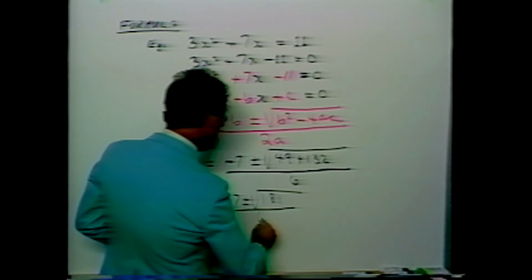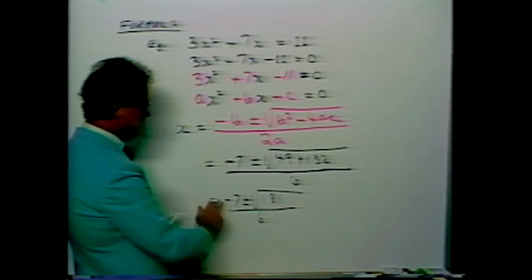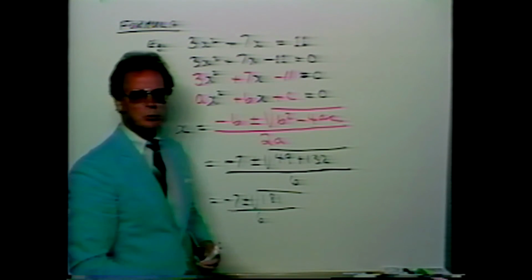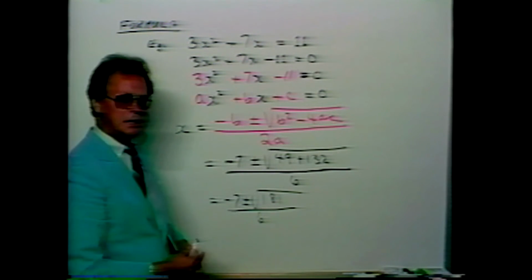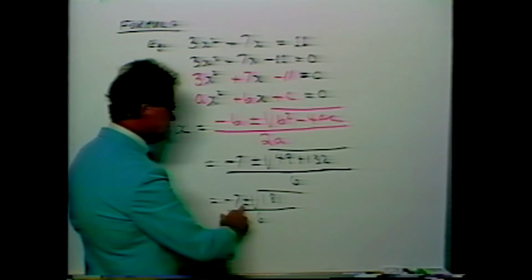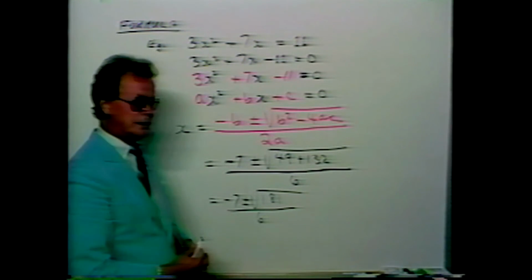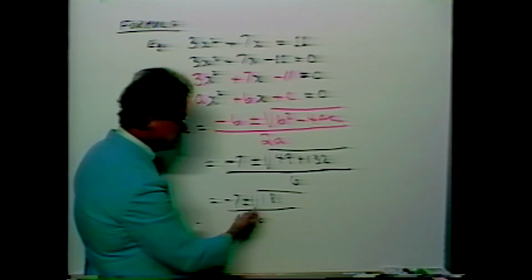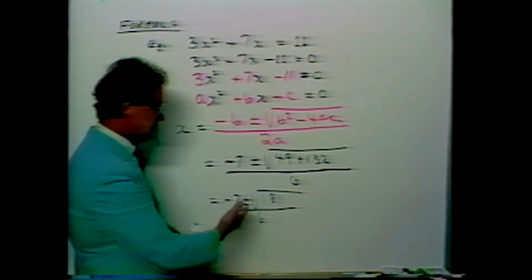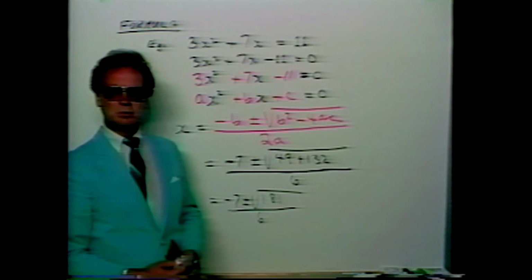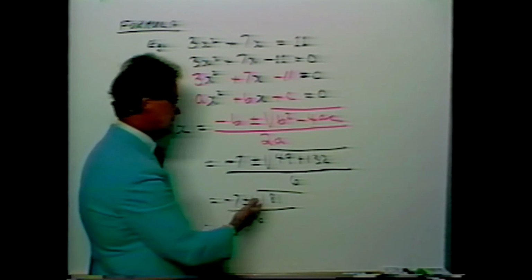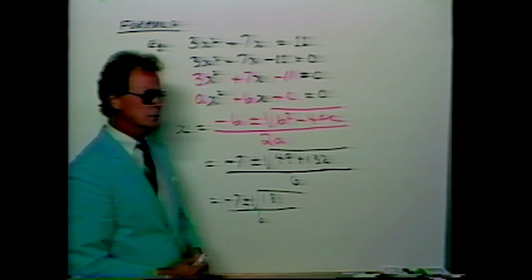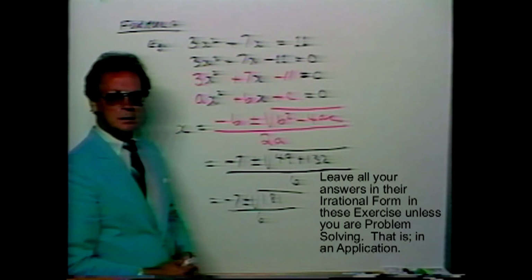over 6. So you have two roots here. One is negative 7 plus the square root of 181 over 6, and the other one is minus 7 minus the square root of 181 over 6. You can leave the solution just as you see it. Because this is an irrational expression, this is the best and most accurate way to express the roots.